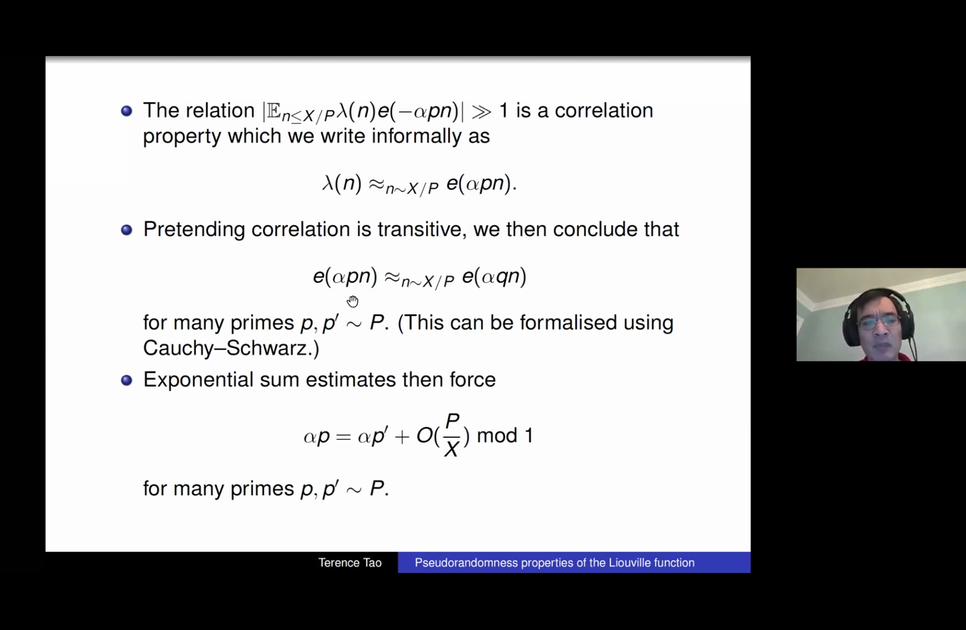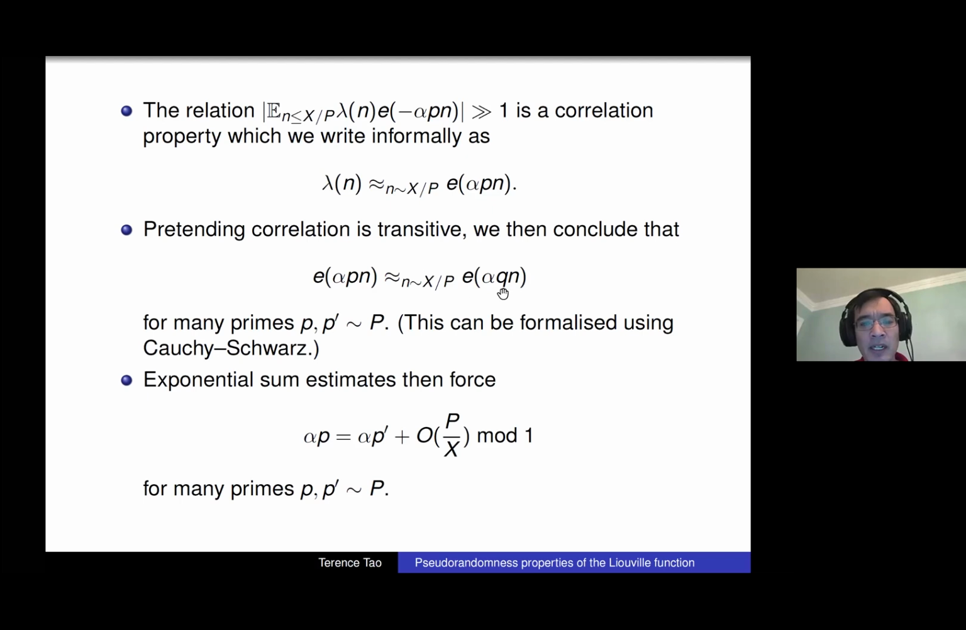So there should be many primes p and p prime, so that e(alpha p n) and e(alpha p' n) correlate with each other. So all these characters should actually correlate with each other. And that's a good statement because it doesn't involve lambda anymore. And now it just involves Fourier characters.